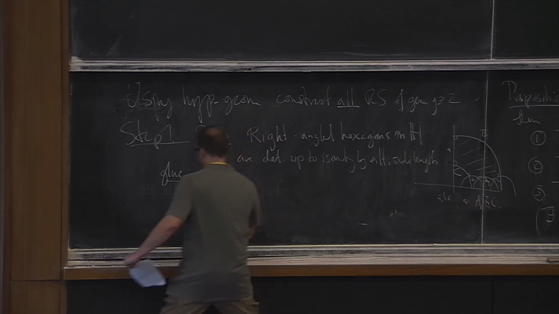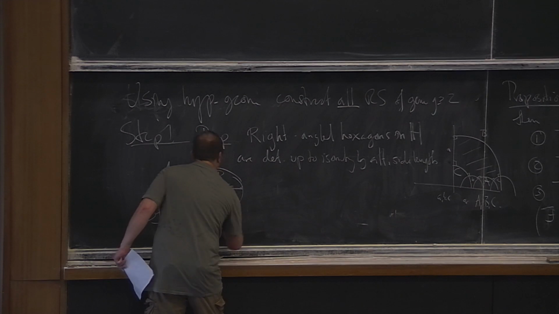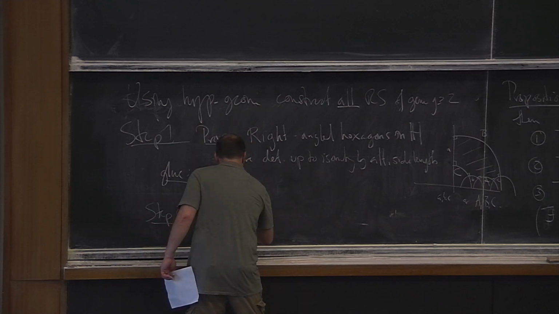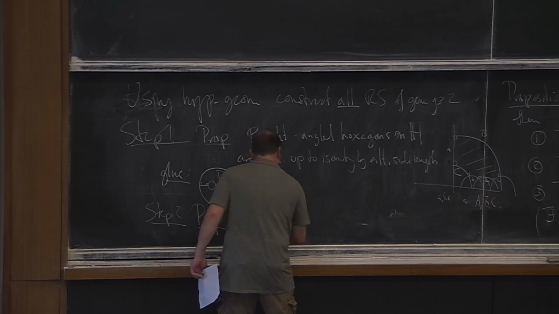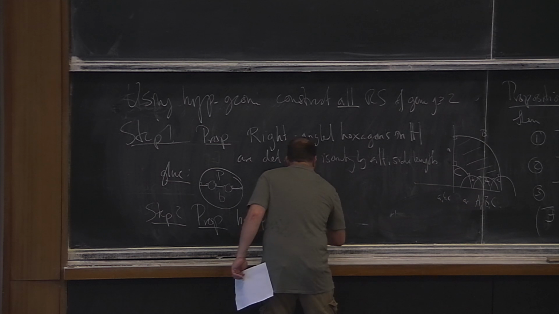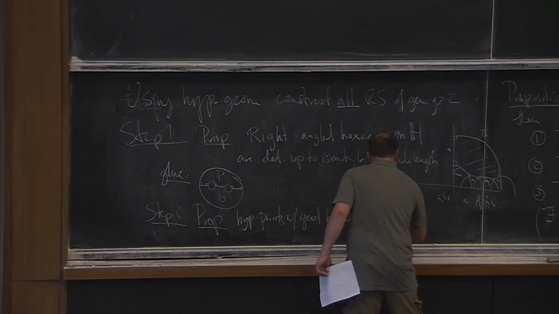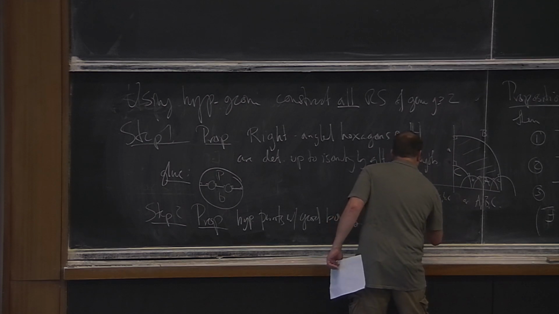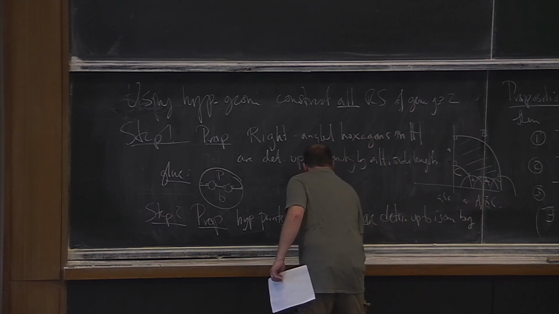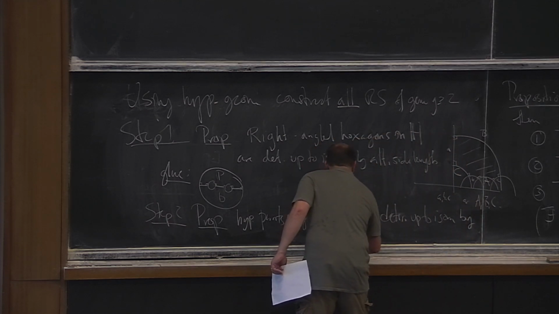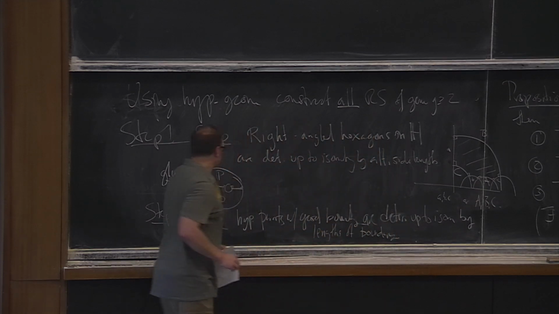So step two, another proposition: hyperbolic pants with geodesic boundary are determined up to isometry by the lengths of the boundary. Lengths of boundary. Okay, so why is that?